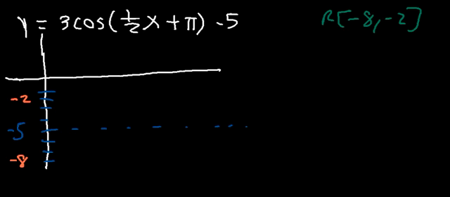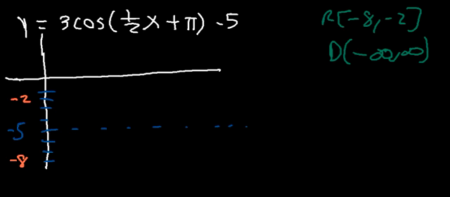The domain for sine graphs and cosine graphs is -infinity to infinity, because they can keep going on forever unless you restrict it. So I just want to mention that in case you had questions on it.